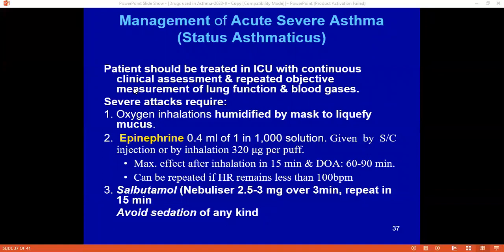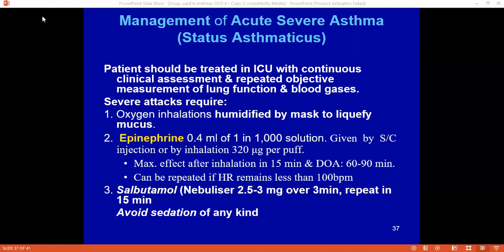Then comes the management of acute severe asthma, or status asthmaticus. The patient is treated in the ICU with continuous clinical assessment and repeated objective measurements of lung functions and blood gases. Oxygen inhalation, humidified or by mask to liquefy the mucus, is the number 1 treatment. We always keep oxygen ready.